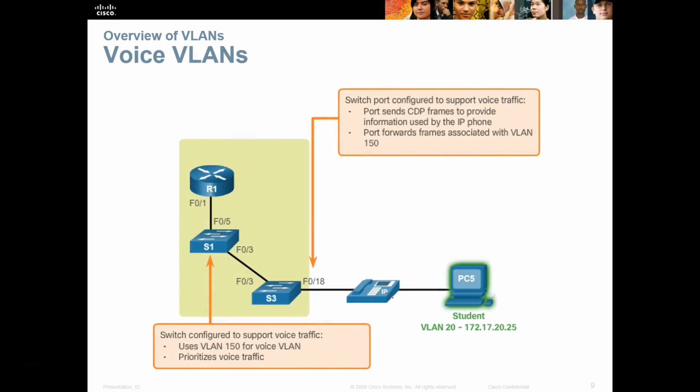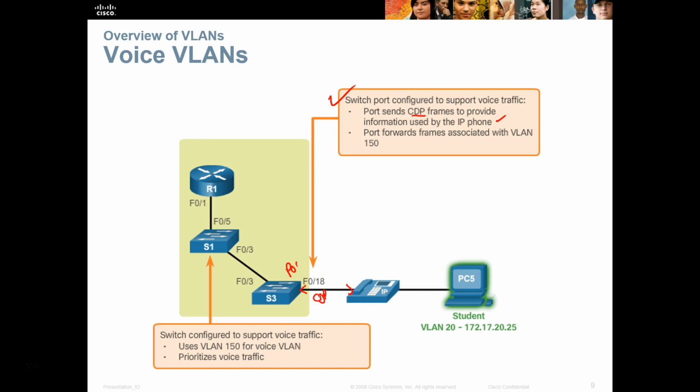And you also have this concept of voice VLANs. So a voice VLAN carries voice traffic. Now, a voice VLAN is a special command in the Cisco device, and it creates an access port that allows tagged traffic for voice. So let's start up here. Switch port configured to support voice traffic. Port sends CDP, Cisco Discovery Protocol frames to provide information used on the IP phone. So you have CDP frames to discover what this device is.